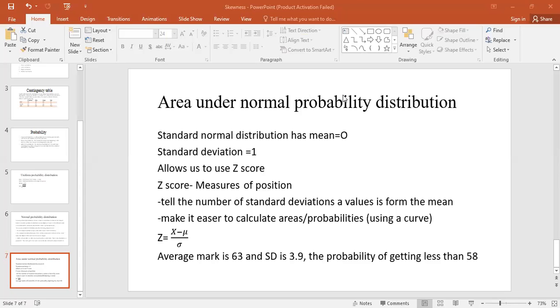In this video, I'll talk about how we can find the area under a normal probability distribution. In the first video, we talked about the normal probability distribution and the family of normal probability distributions. Here we'll discuss how to find it using statistics and the z-table. First of all, the standard normal distribution, assuming that it has a mean of 0.